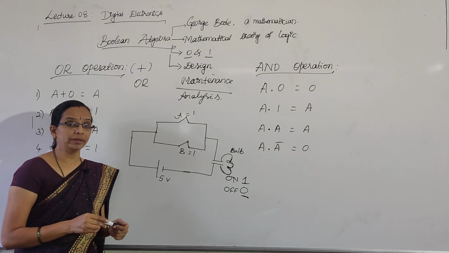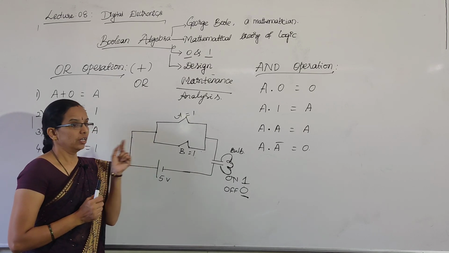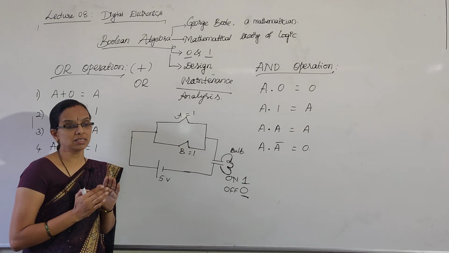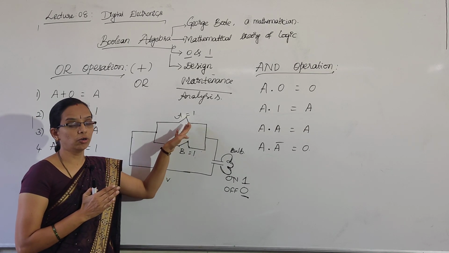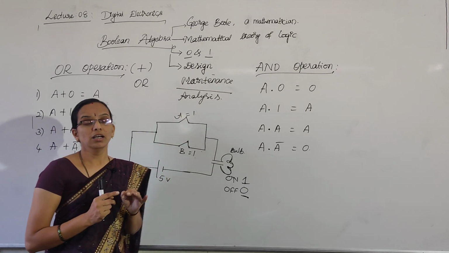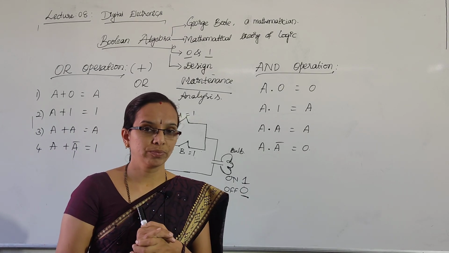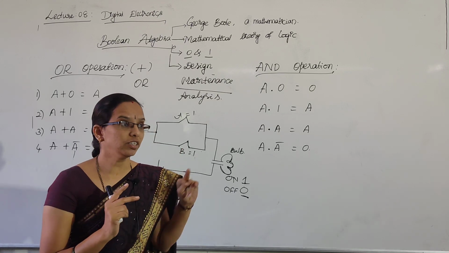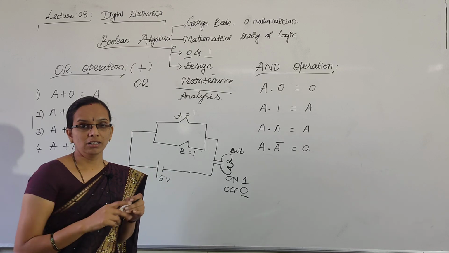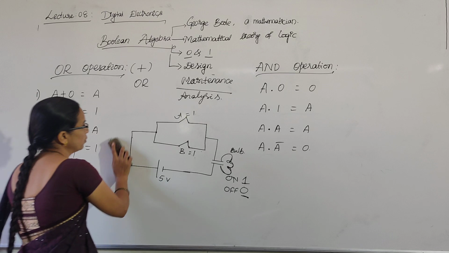That means in the OR operation, you have to assume a parallel circuit where if one of the paths or switches is closed, then the current will flow. If both the switches are open, then the bulb will not glow. That means if any of the two variables is 1, then it will be 1 at the output. This is how the OR operation works.